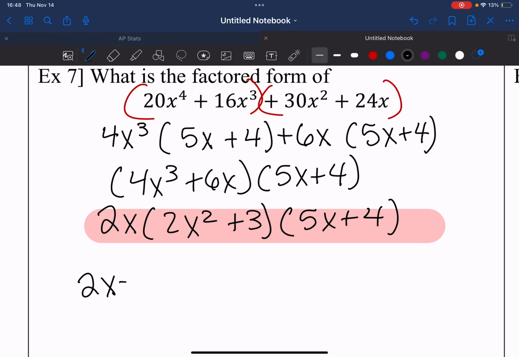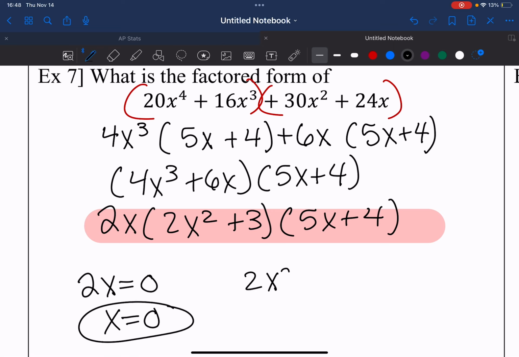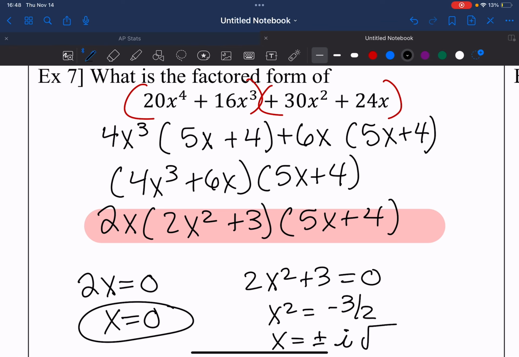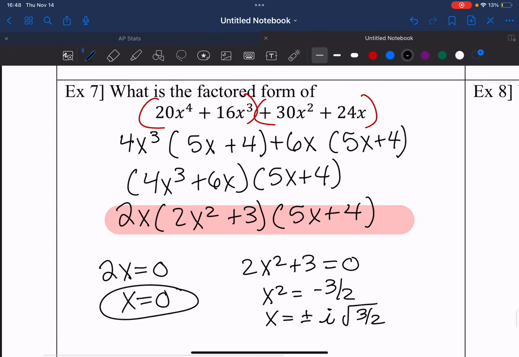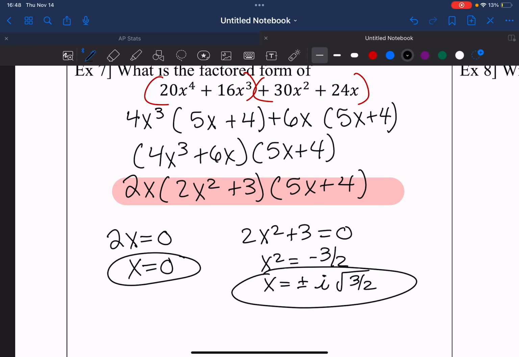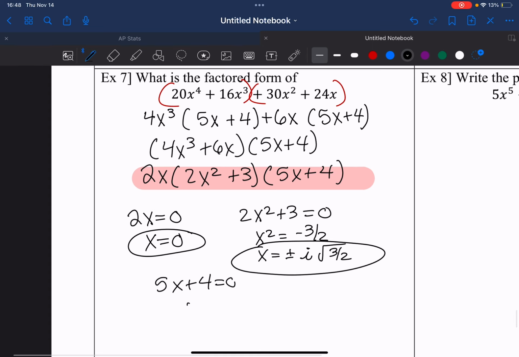So 2x equals 0 means x equals 0. 2x squared plus 3 equals 0 means that x squared is equal to negative 3/2, which means x is equal to plus or minus i square root of 3/2. And then 5x plus 4 equals 0 means that x is equal to negative 4/5.